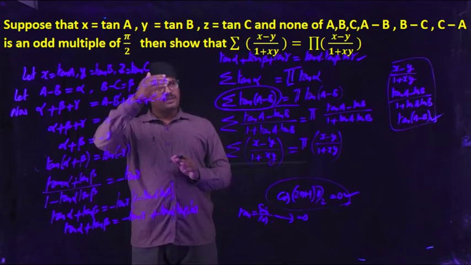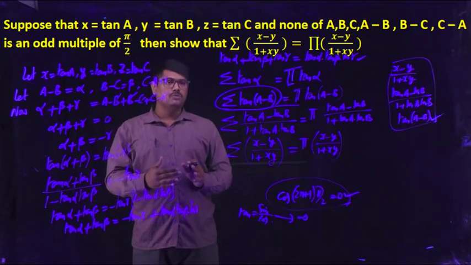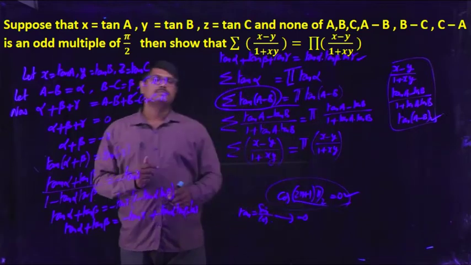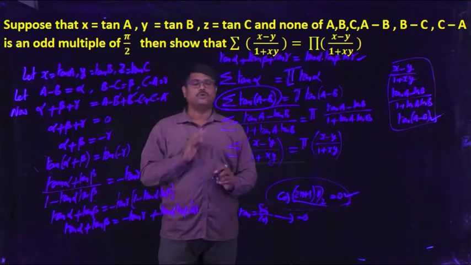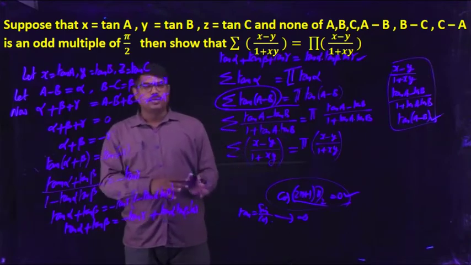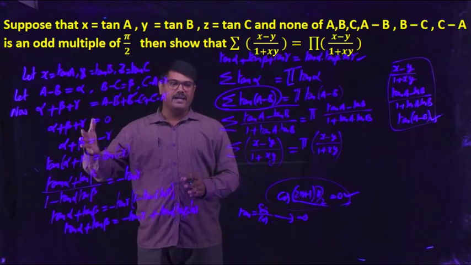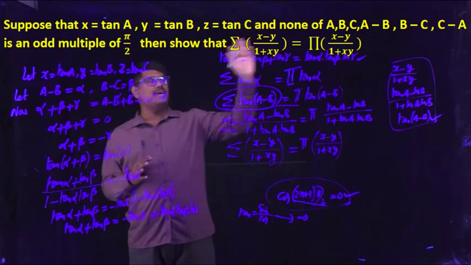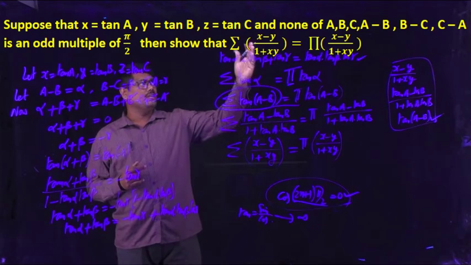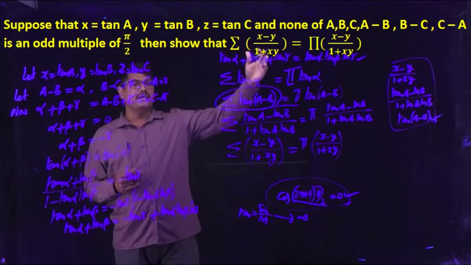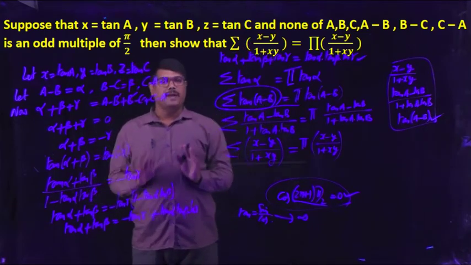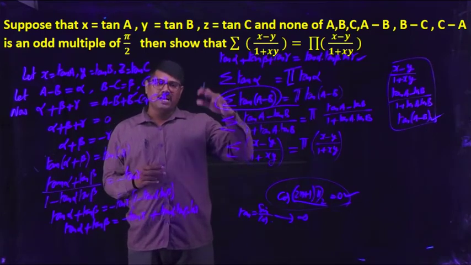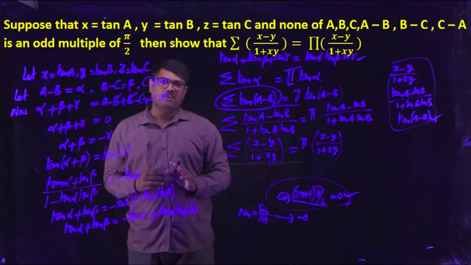Remember, cos will become 0 if the angle is an odd multiple of pi by 2. Cos of (2n plus 1) into pi by 2 is 0. If cos becomes 0, then tan will not be defined. So tan is defined if cos is not equal to 0. That's why they have given such information: the mentioned angles are not odd multiples of pi by 2, none of them is an odd multiple of pi by 2.